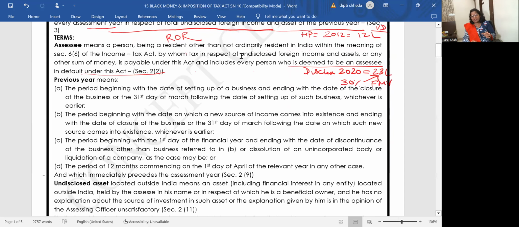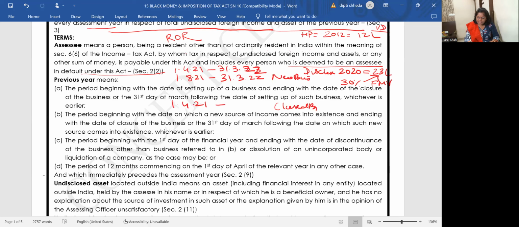Now this previous year, they have given the definition we are discussing, but it's so simple. Previous year always starts from 1st April of the financial year to the 31st March of the next financial year. Suppose I started my new business on 1st August, then obviously it will start from 1st August. And suppose closed business. I was already doing some business since 1st April, but then I closed it on 30th of September. So my financial year for the taxability purpose will be April to September.